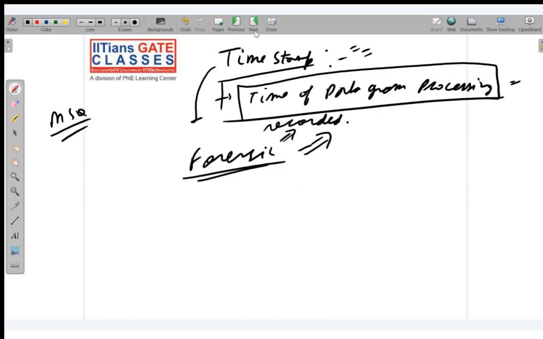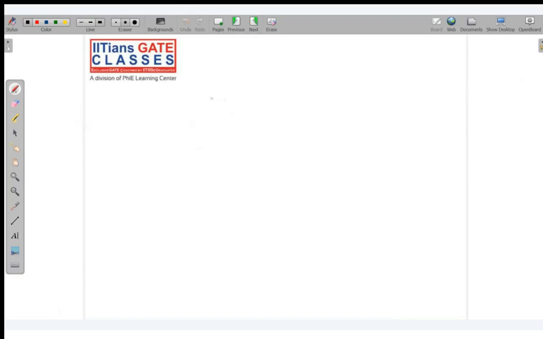Take the snapshot. I will jump to the next slide. Done, sir. Okay, so this is all about timestamp. So now our options topic is completed. Now we will start the 4 supporting protocols of IP. That is also very important. Many questions have been asked on the 4 supporting protocols of IP.